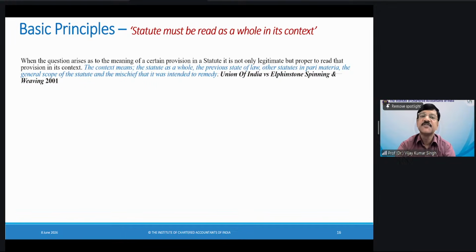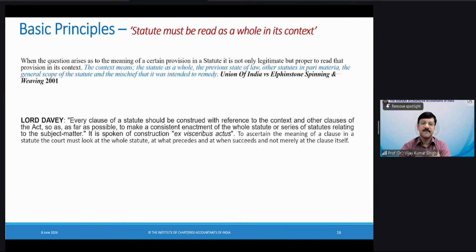And that is where the mischief rule came up. All legislation, by the way, for your information, has come up to solve some problem, right? And that is called mischief. No law is there just for the sake of it. Any law you pick up, there must be some problem which the law has come to address. And that particular mischief needs to be cured, right? This is what was held in Union of India versus Elphinstone Spinning.